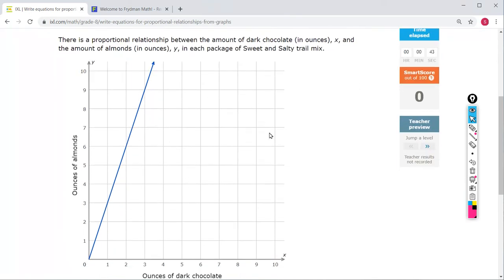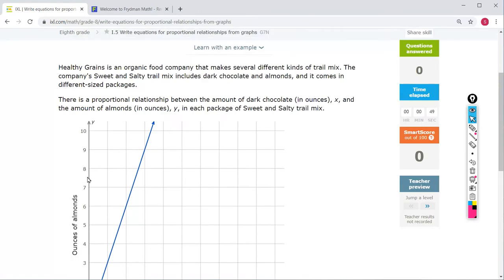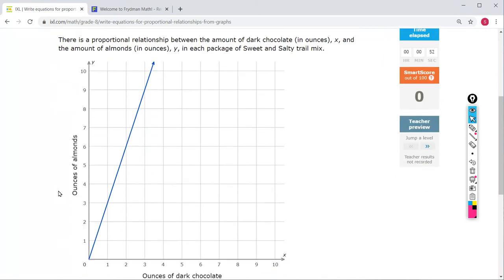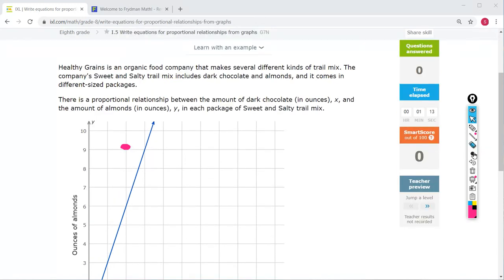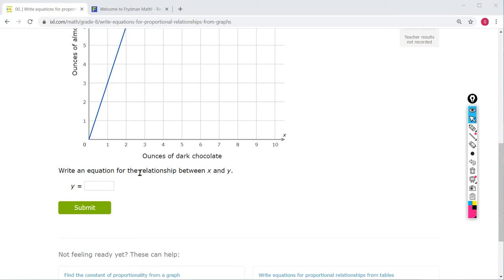ounces Y. So on the x-axis here, this tells us how many ounces of dark chocolate we have. And the y-axis tells us how many ounces of almonds we have. So for example, if we look at this point over here, it's telling us that if we have a candy bar with 2 ounces of dark chocolate, then it will have 6 ounces of almonds in that candy bar. Moving back to the story. Oh no. So that was the whole story. So write an equation for the relationship between x and y.